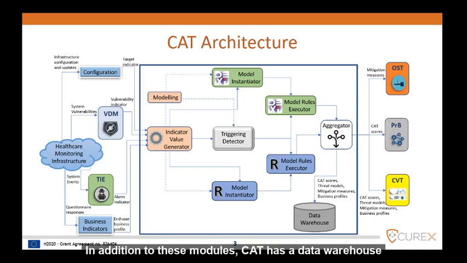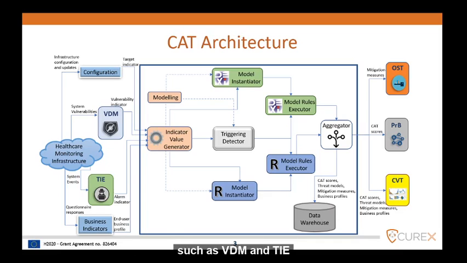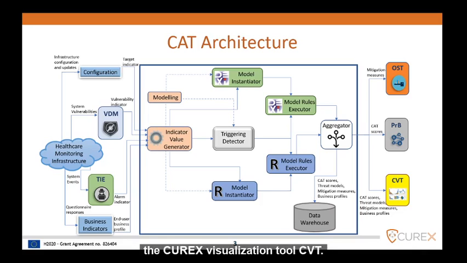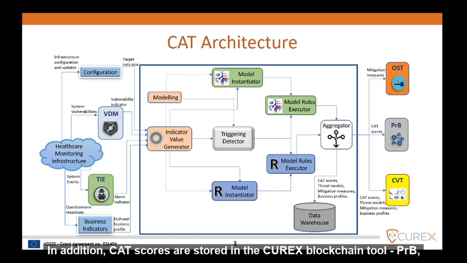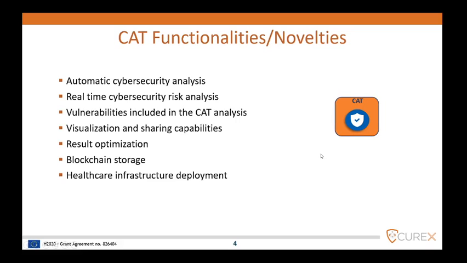In addition to these modules, CAT has a data warehouse where it stores all output information. Input data come from the end user's infrastructure and from CUREX tools such as VDM and TA. Output data are displayed in the CAT visual interface and shared with the CUREX visualization tool CVT. In addition, CAT scores are stored in the CUREX blockchain tool PRB, and mitigation measures are shared with the optimal safeguard tool OST for further analysis.